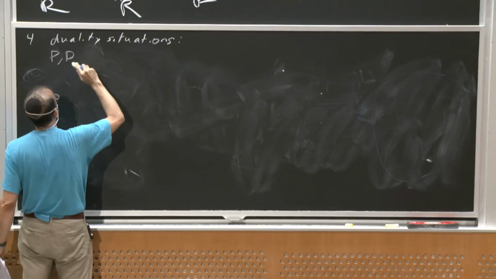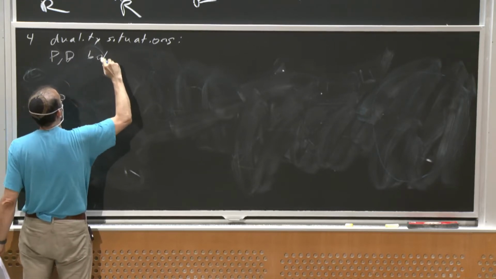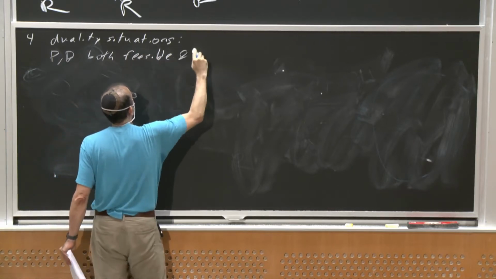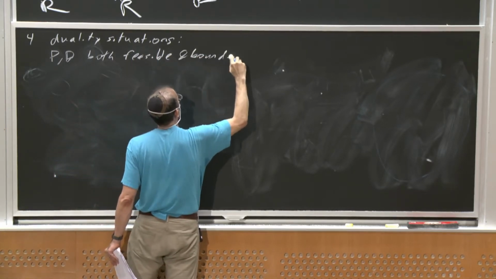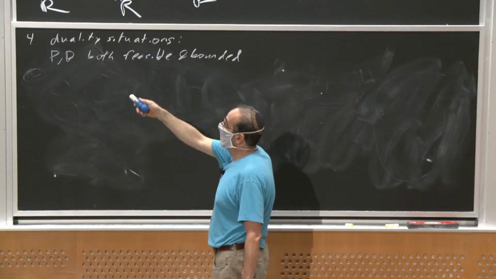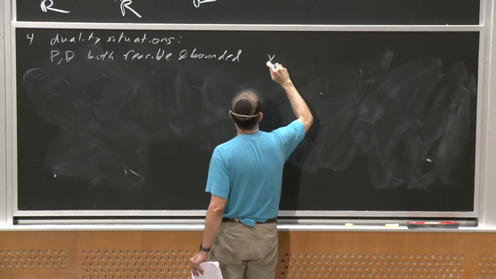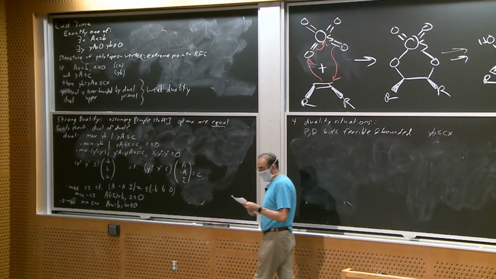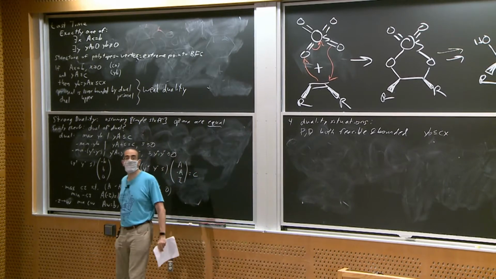So if P and D, the primal and the dual, are both feasible and bounded, then we have exactly what I wrote over there, that y b is less than or equal to c x. We really do have upper and lower bounds on each other. Okay.